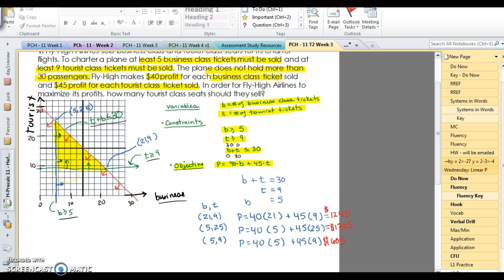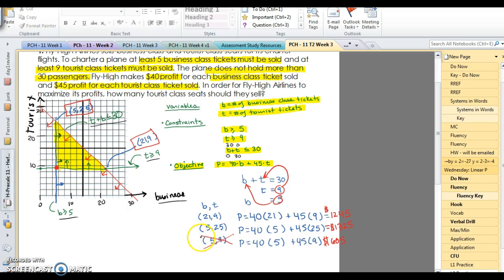Now that the feasible region has been graphed, the 3 intersections are important. These can be found either off of the graph or through substitution by plugging in 9 for T and getting 21, plugging 5 for B and getting 25. You'll plug in each point, 21, 9, 5, 25, and if you thought it was a possibility, 5, 9 into the profit equation. I can rule that one out.